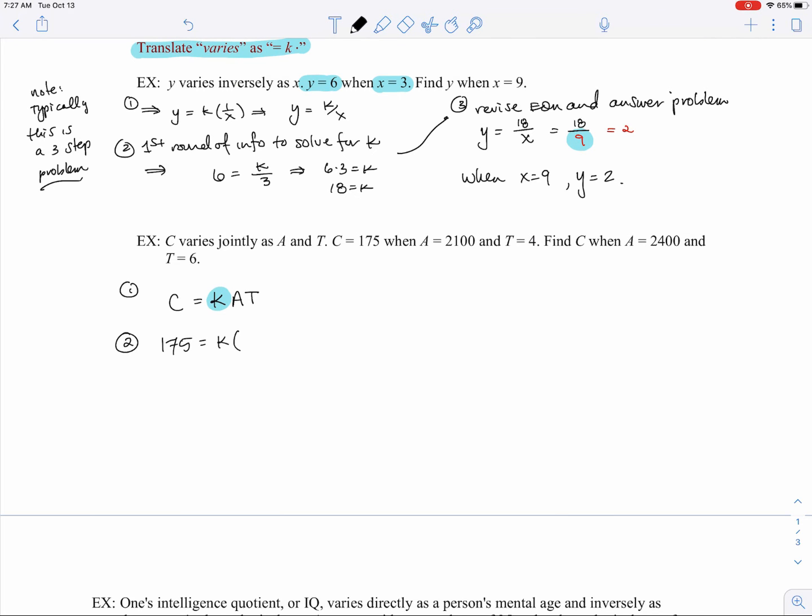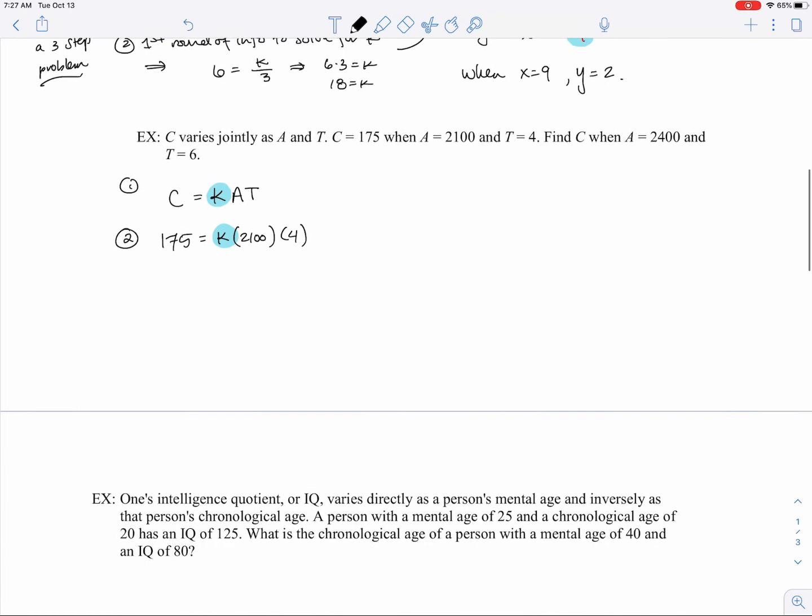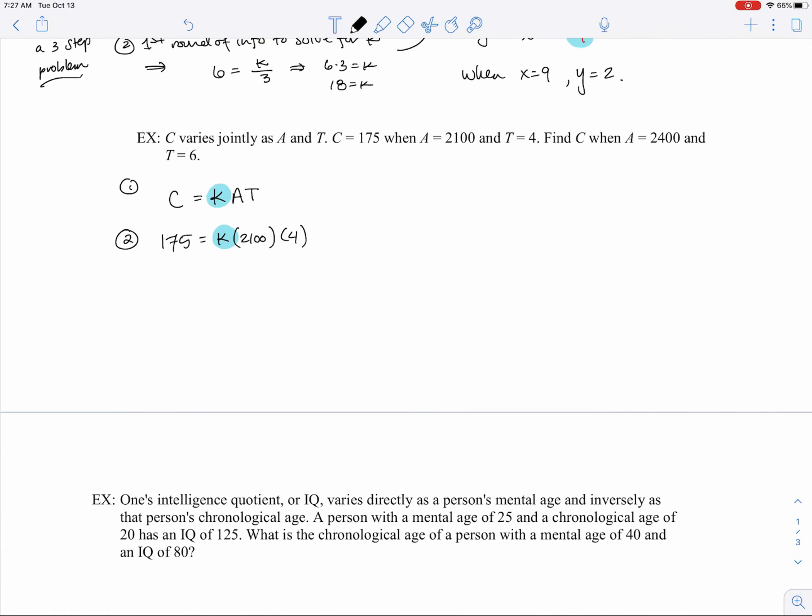175 is equal to k times A, 2100, times t, which is 4, and that'll allow us to solve for k. Now, if you don't have a calculator, that's okay. You can just simply rewrite this as 175 over 2100 times 4, and just leave it like that. That's k. And then when we revise our equation, we get c is equal to 175 over 2100 times 4 times AT, and we'll plug in the next round of information.